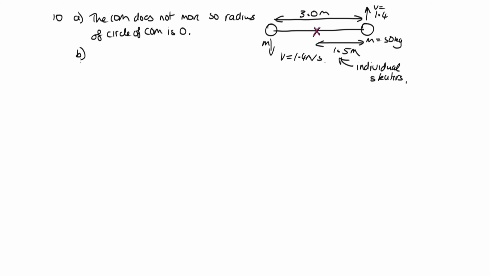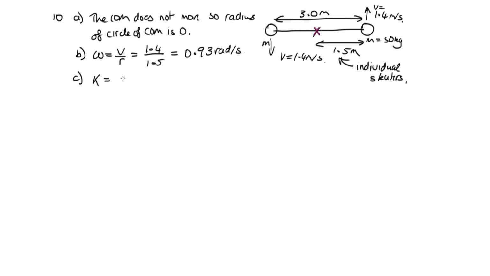Okay, now in part B, it asks us the angular speed of the skaters. To do this one, we'll need to use omega equals v over r. We know for each of the individual skaters that they're going at 1.4 meters per second, and the radius is 1.5 meters. So we're just doing 1.4 divided by 1.5, and on the calculator, we get 0.93 radians per second.